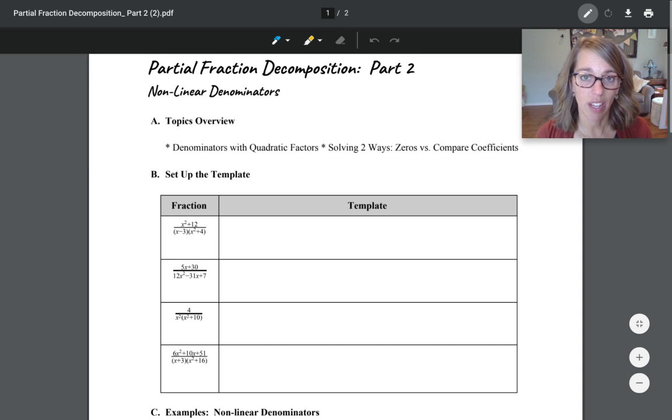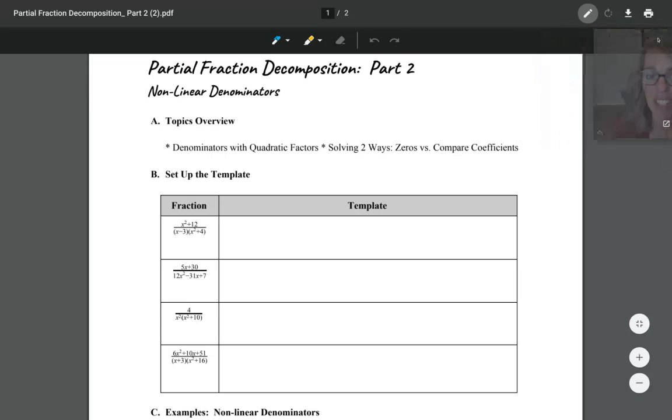We're going to take a second look at partial fraction decompositions. This time, we're going to be looking at some denominators that have factors that are not just linear. So we'll see some that have quadratic factors and how to work with those. We're going to learn a second technique for identifying the values that we need for our numerators. Let's go ahead and dive in.